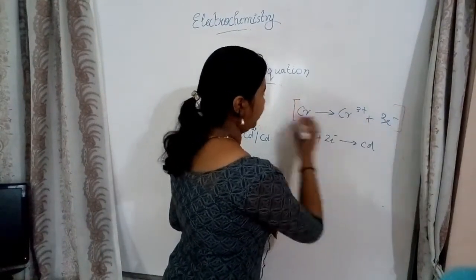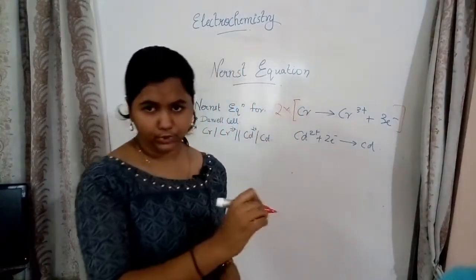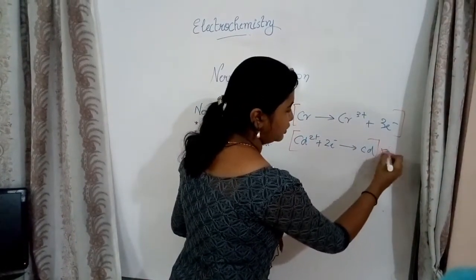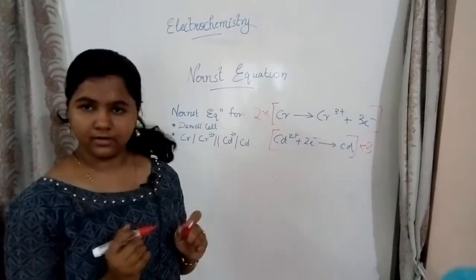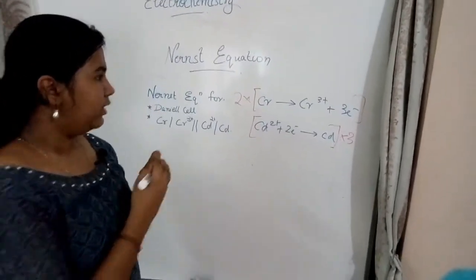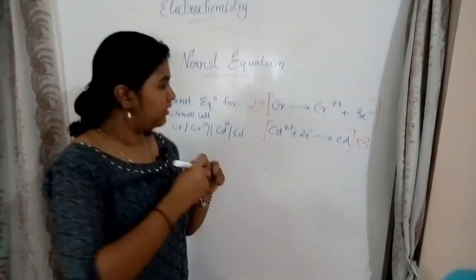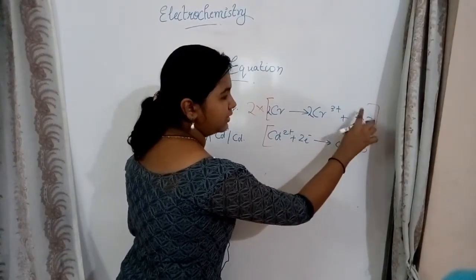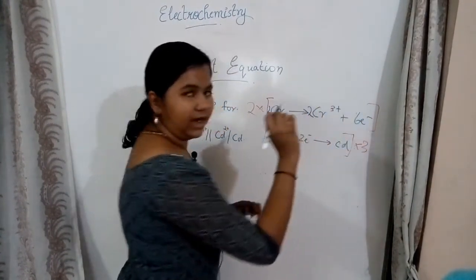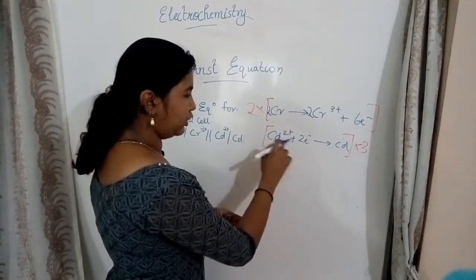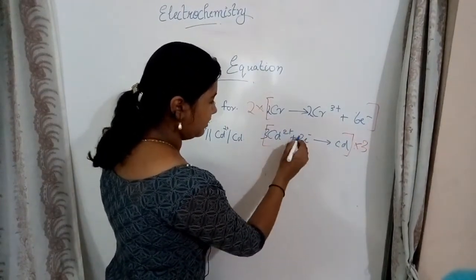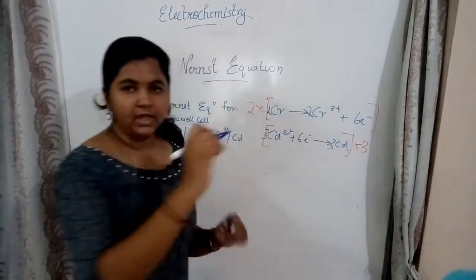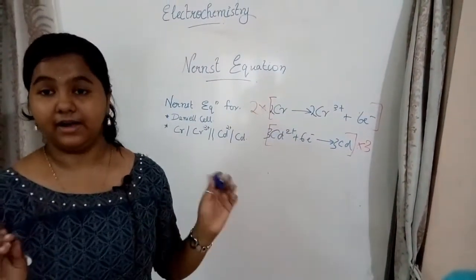So what will you do? Multiply the whole equation by 2, and over here multiply the whole equation by 3. And then what would be the outcome? It will become 2, and over here it will become 6 after all this process. Over here, 3 plus 2, 3 into 2 is 6, and over here 3. Now you can write the Nernst equation.